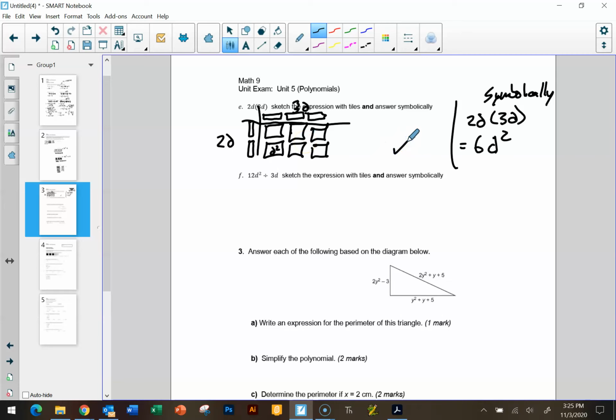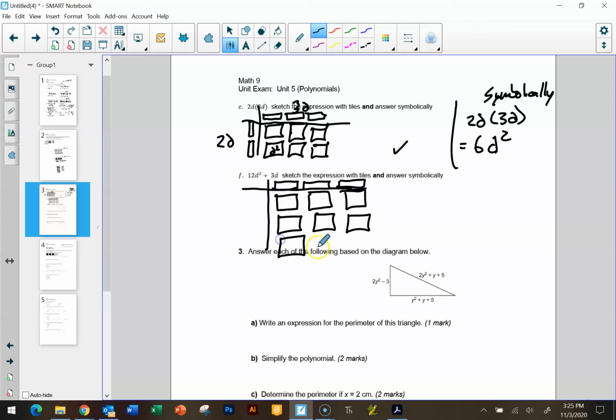12d squared divided by 3d. So let's just draw. We're doing division now, so we're kind of working backwards. You're dividing by 3d's, so let's put the 3d's up here. There's 1, 2, 3 d's. And then we know we need to have 12 d squareds. So if we're going to have 12 big squares, I can already see I'm going to run out of room. That's halfway done. Sorry, going to make question 3 look pretty ugly for the meantime.